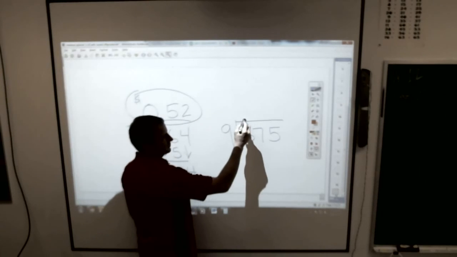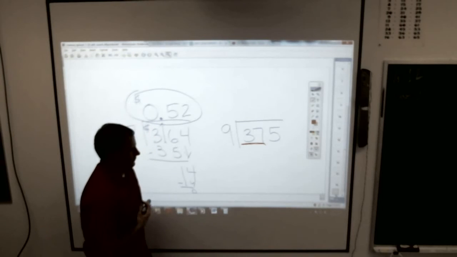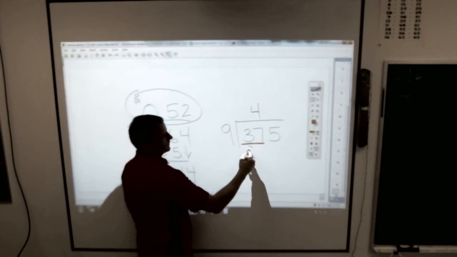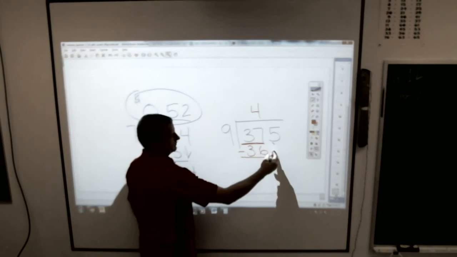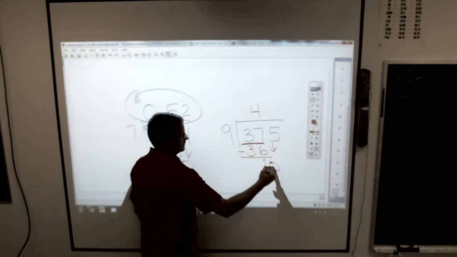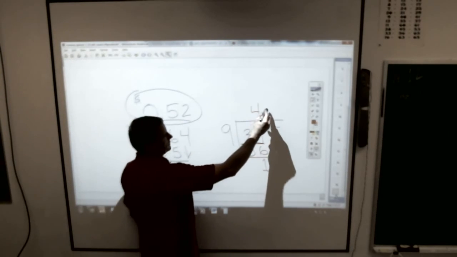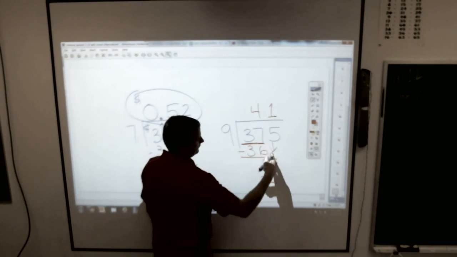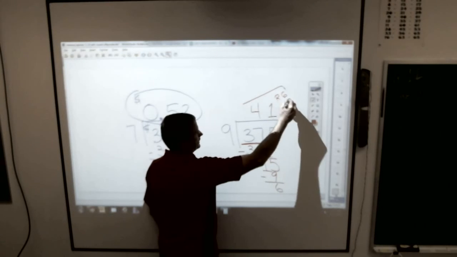9 didn't go into 3, so you shouldn't have anything above the 3. 9 does go into 37. I think everybody had that 4 times. Multiply. 4 times 9 is 36. Subtract. Make sure you have that nice arrow there. How many times is 9 going into 15? Just once. Subtract. Nothing left to bring down. That is your remainder.